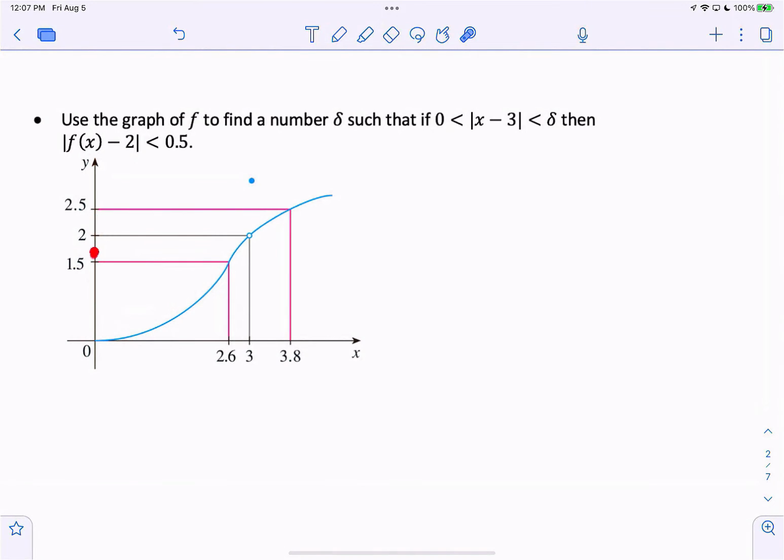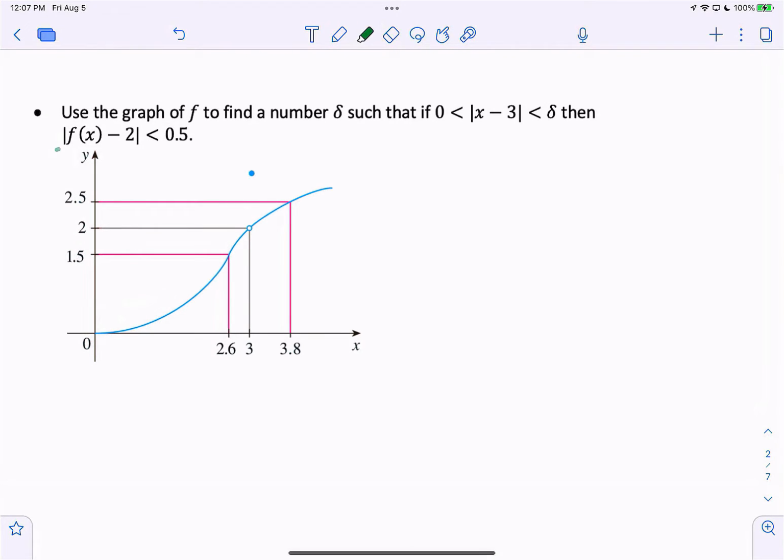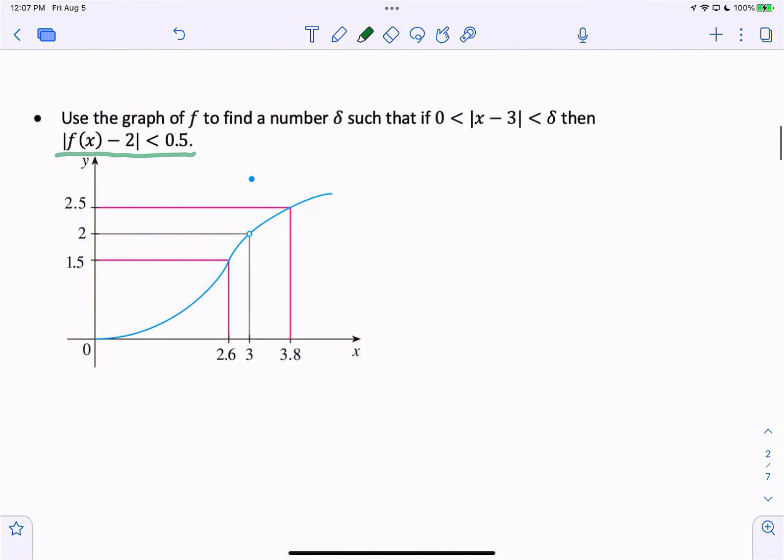And in that band right there, what we have is that the absolute value of f of x minus 2 is less than 1/2. So you may remember that from the definition of a limit as f of x minus L being less than epsilon. We'll come back to that in just a minute.